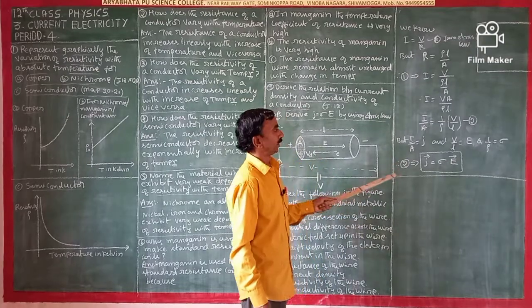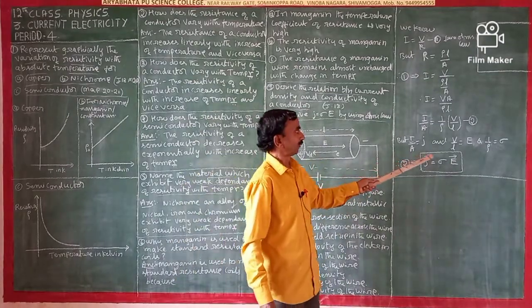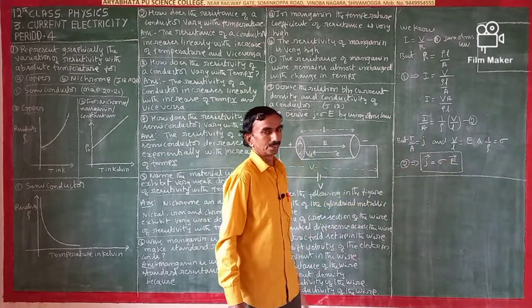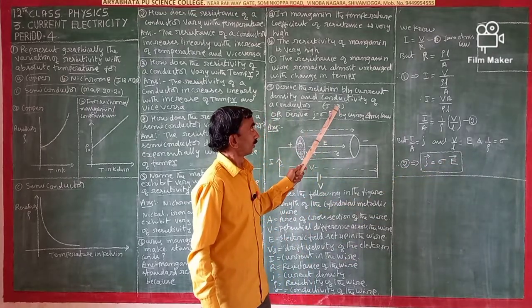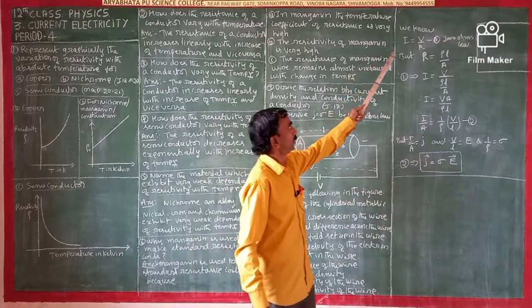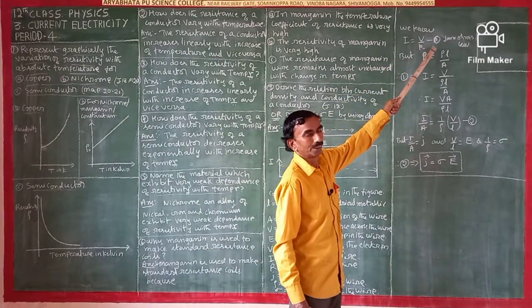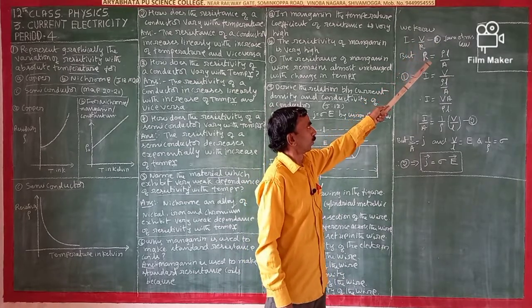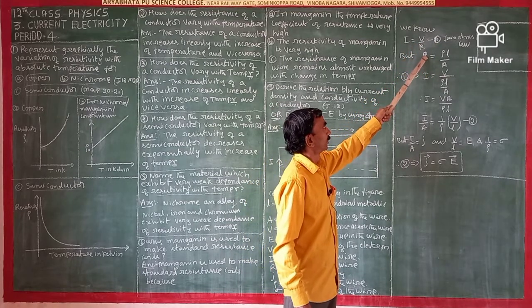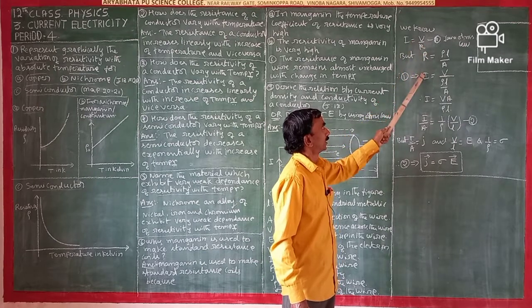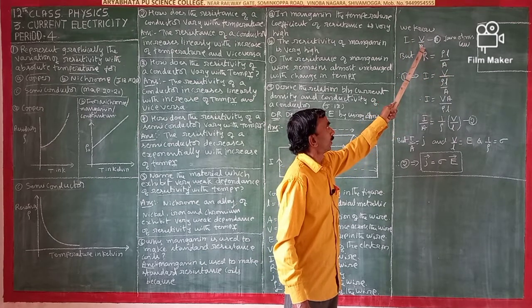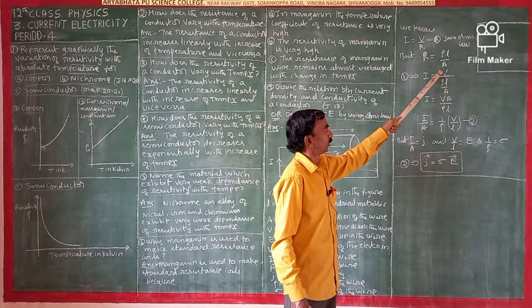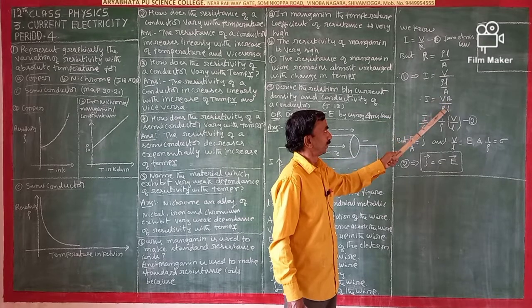This is a vector quantity, so we have to represent the vector in the direction of E. Once again, I is equal to V by R from equation 1, that is Ohm's law. But R is equal to rho L by A. So you substitute this into this equation: I is as it is, V is as it is, and for R you write rho L by A. So A comes to the numerator, V by rho L.